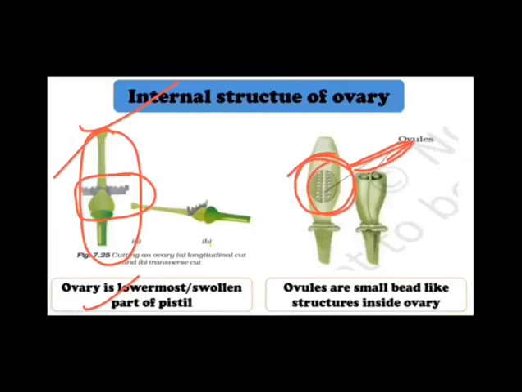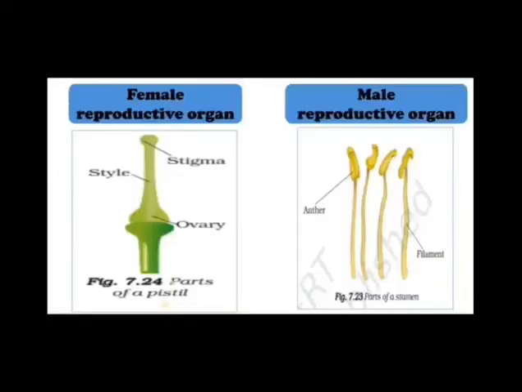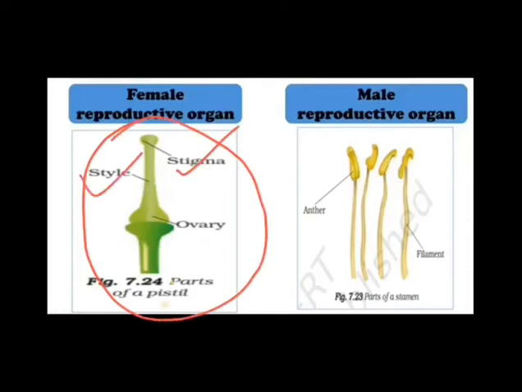Now we know the difference between the female reproductive organ and the male reproductive organ. This is the female reproductive organ of a flower, known as the pistil, and it consists of stigma, style, and ovary. And this is the male reproductive organ, known as the stamen, and it consists of anther and filament.